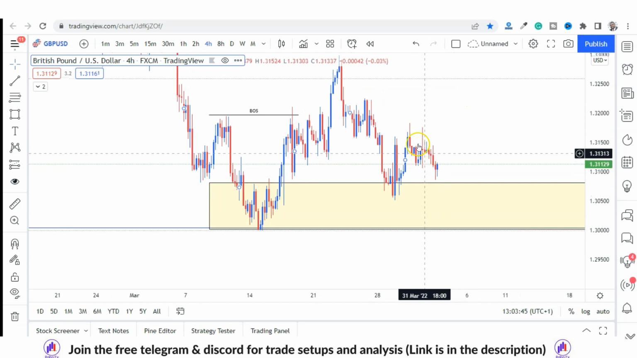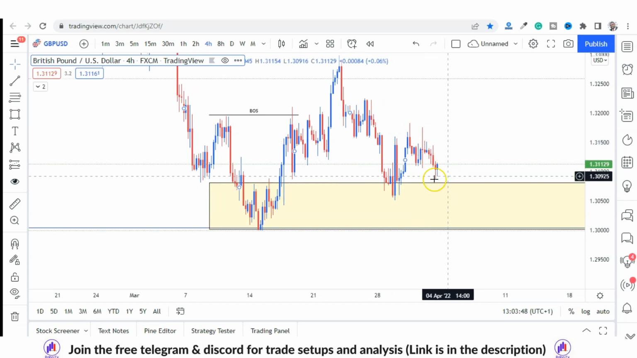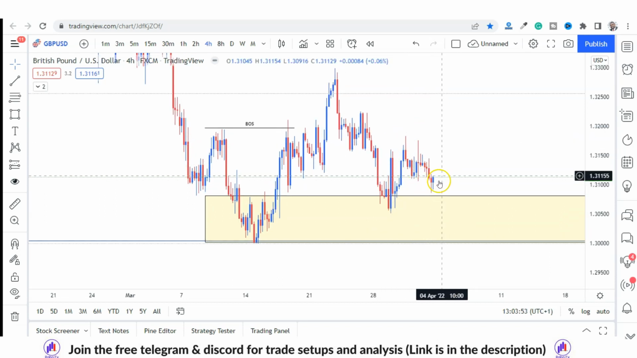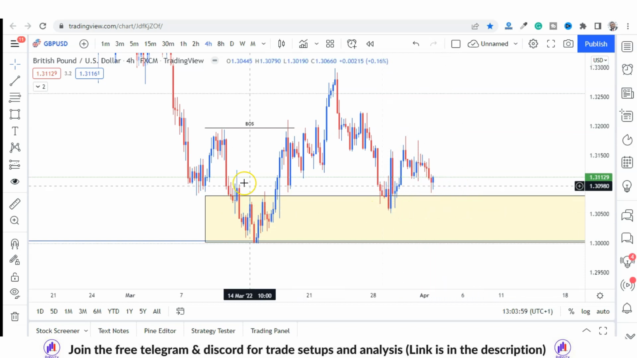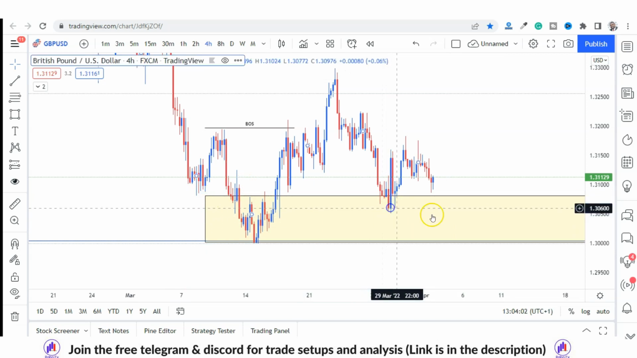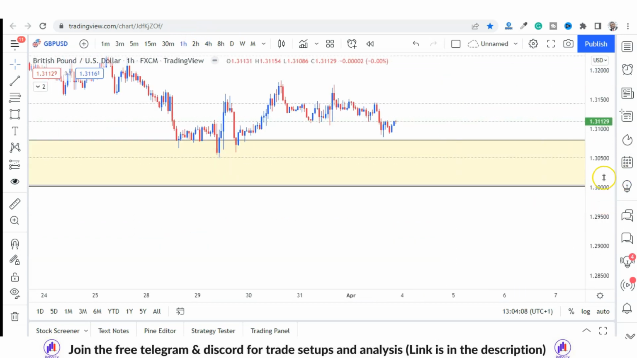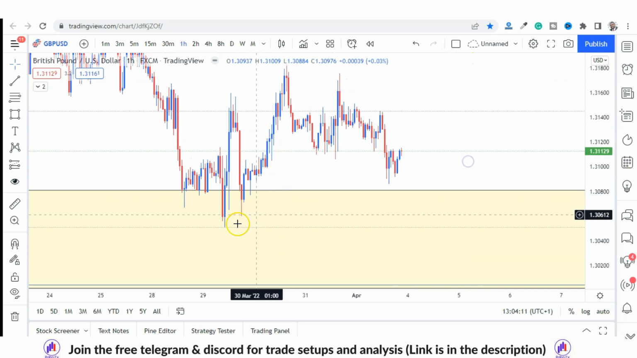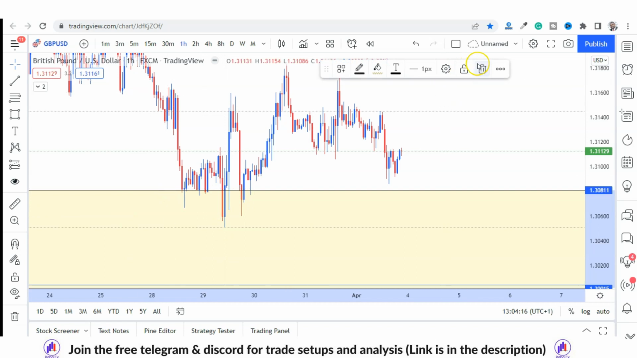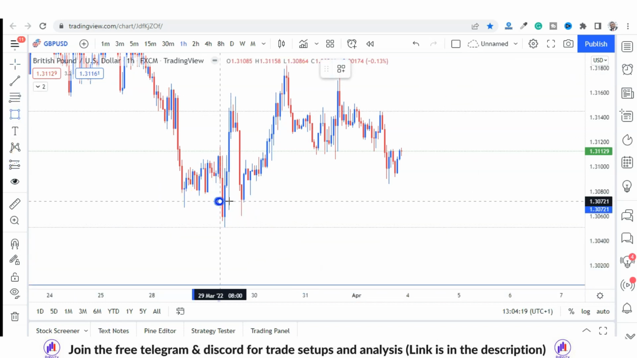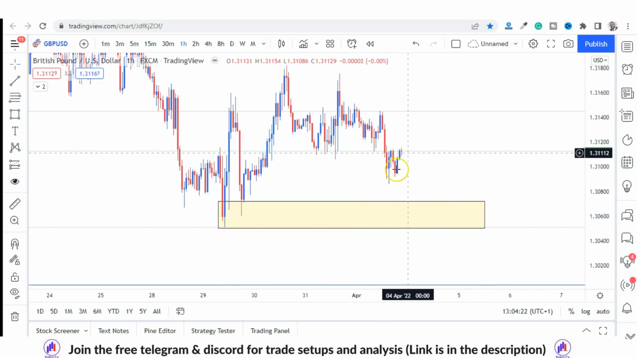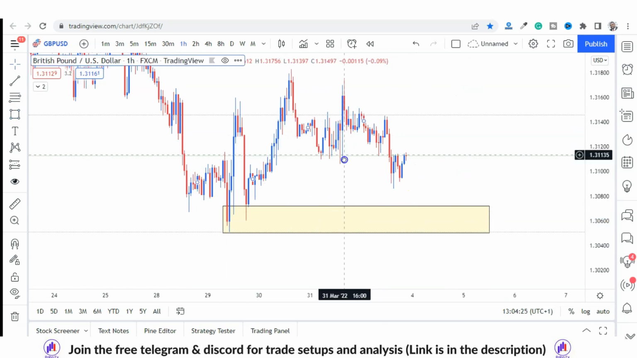So it all depends on the setup that I'm seeing that will enable me to become a buyer in here. In the 4 hour, we don't have much. Maybe we'll wait for price to come lower, sweep this liquidity, then move out from here to the upside. And on the 1 hour, what can we see? Still, there's not much setup. You can see this strong demand zone here. So probably I will look at this zone here. If price can come in testing here, I can look forward to a buy opportunity.